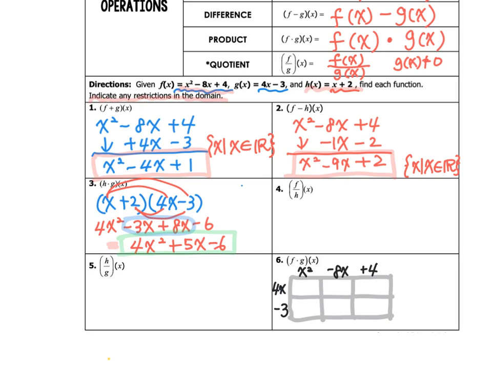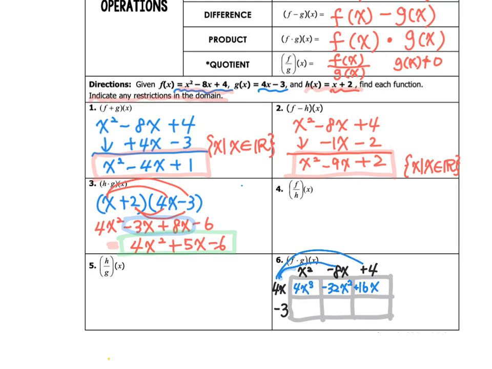So what I need to do is make a multiplication with each term. The first, 4x times x squared, that will give 4x cubed. And next one, 4x times negative 8x. 4 times negative 8, negative 32x squared. And next term will be 4x times 4, 16x. Yes, that's positive right there.